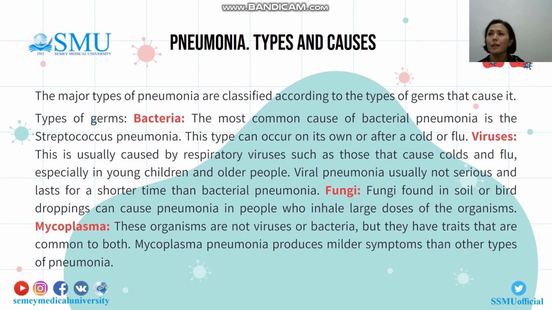The major types of pneumonia are classified according to the types of germs that cause it. Types of germs. Bacteria. The most common cause of bacterial pneumonia is Streptococcus pneumoniae. These types can occur on their own or after a cold or flu. Viruses. This is usually caused by respiratory viruses such as those that cause colds and flu, especially in young children and older people. Viral pneumonia is usually not serious and lasts for a shorter time than bacterial pneumonia. Fungi. Fungi found in soil or bird droppings can cause pneumonia in people who inhale large doses of the organisms. Mycoplasma. These organisms are not viruses or bacteria, but they have traits that are common to both. Mycoplasma pneumonia produces milder symptoms than other types of pneumonia.